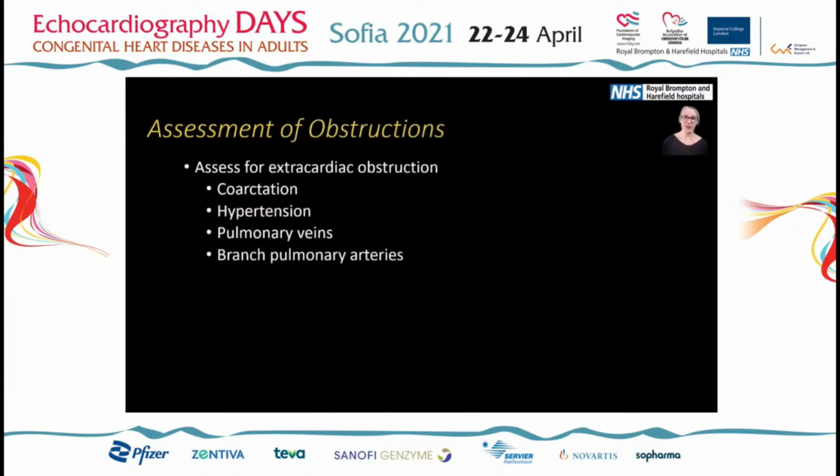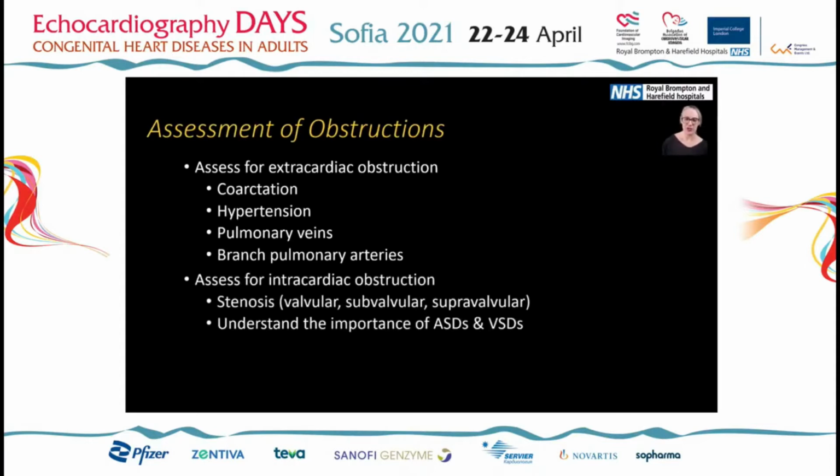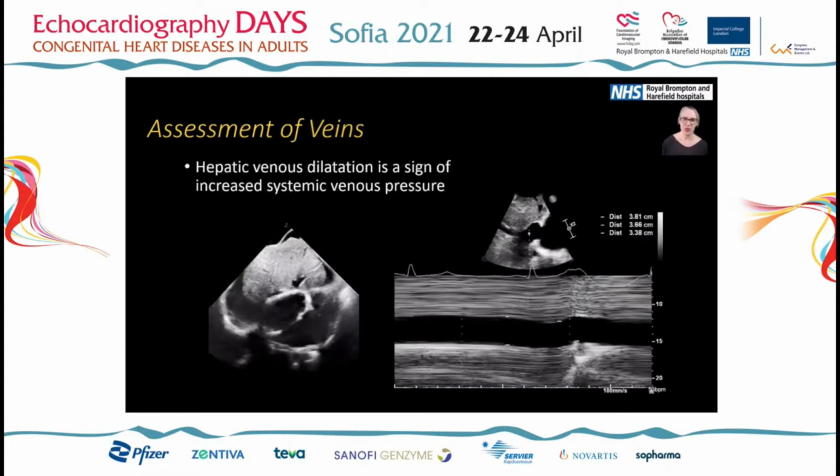We also need to assess for obstructions both outside the heart and inside the heart. So the extracardiac obstructions would be the coarctation, pulmonary venous stenosis, pulmonary artery stenosis, particularly in the branches. And we should also look for intracardiac obstructions, which might be things like valves or membranes, or we also need to understand the importance of ASDs and VSDs, which is particular to the type of anatomy.